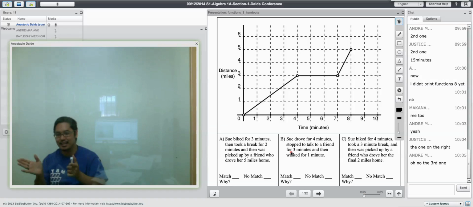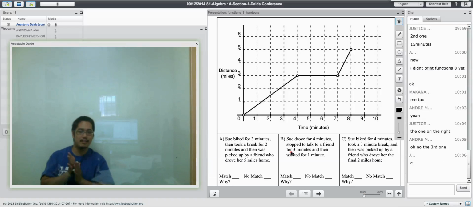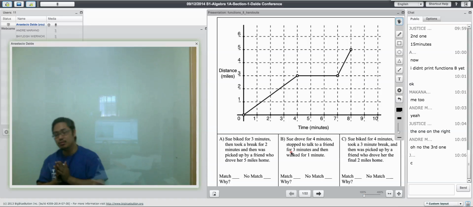Anyway, that probably not being the case, I'm going to say that B does not match either. So it's already C. Sue biked for 4 minutes. She took a 3-minute break and was picked up by a friend who drove her home for the final 2 miles. Would you say that that is accurate?